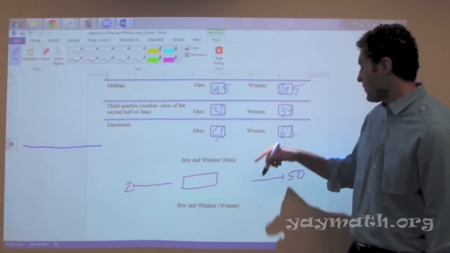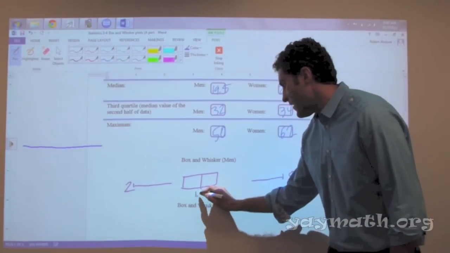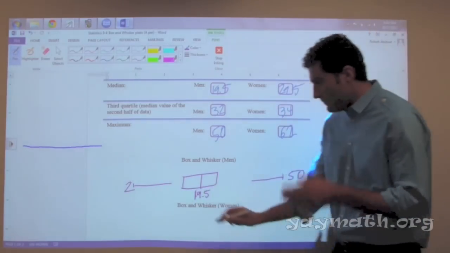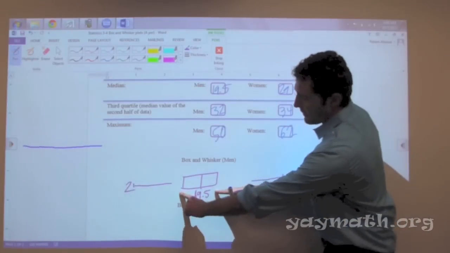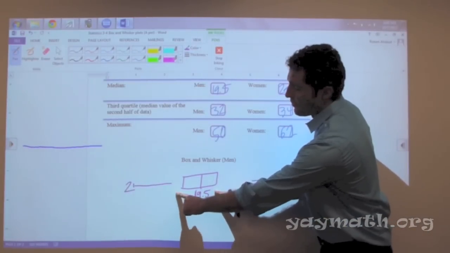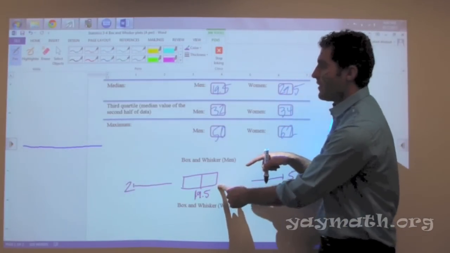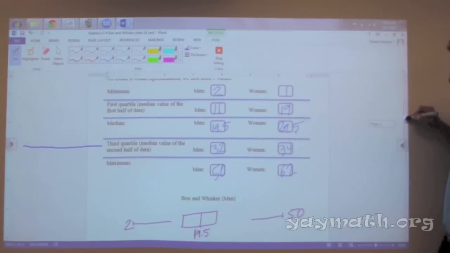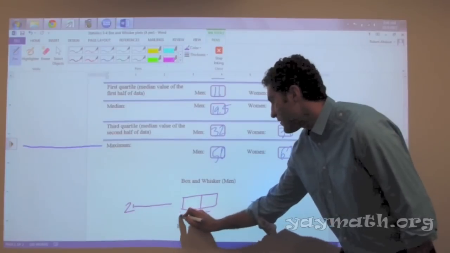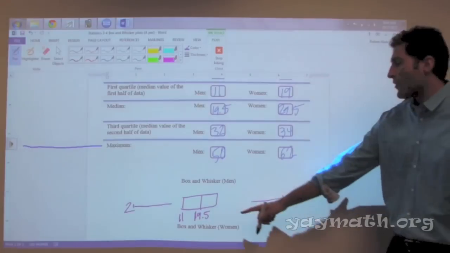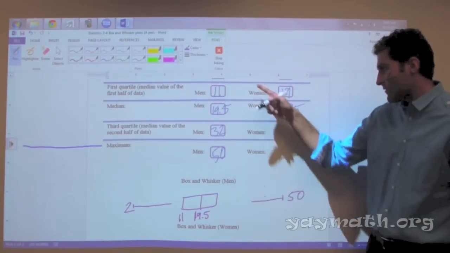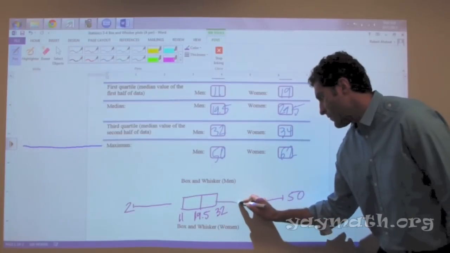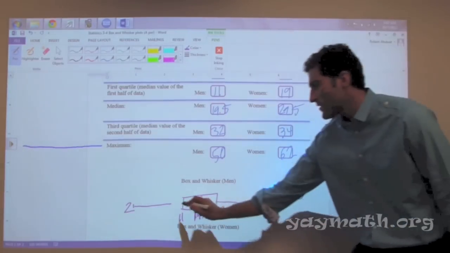And then you have third quartile. So let's try this. 19.5 is the median here. And then these two values here are the quartile values. First quartile, third quartile. So first quartile for the men we had is 11. So 11 goes here. And third quartile over here, I should say, is 32. And there's your box and whisker plot.